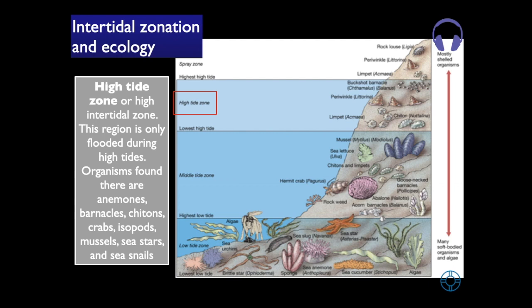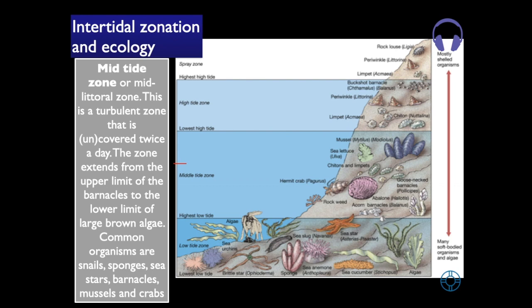Then we can illustrate the mid-tide or mid-littoral zone. This is a turbulent zone that is covered and uncovered twice a day. The zone extends from the upper limit of the barnacles to the lower limit of large brown algae. Common organisms are snails, sponges, sea stars, barnacles, mussels, and crabs.